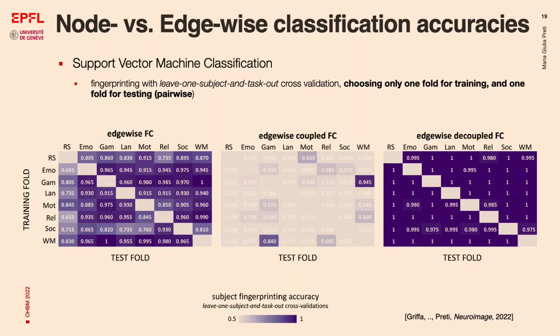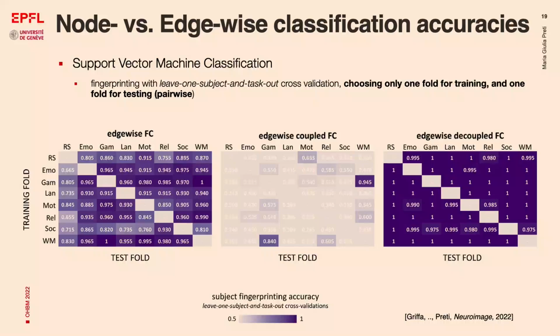And this was confirmed also by this other more difficult cross-validation setting, where we are trying to predict one task using only one other task, and then applying them for all pairwise combinations. And even here, we see that functional connectivity works very well.